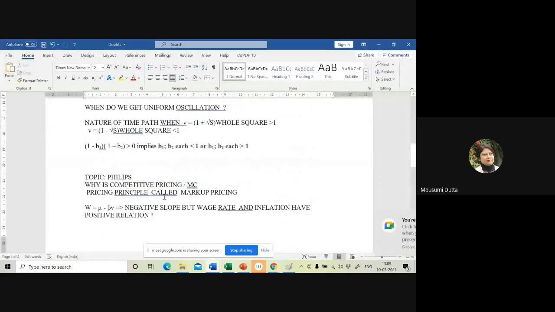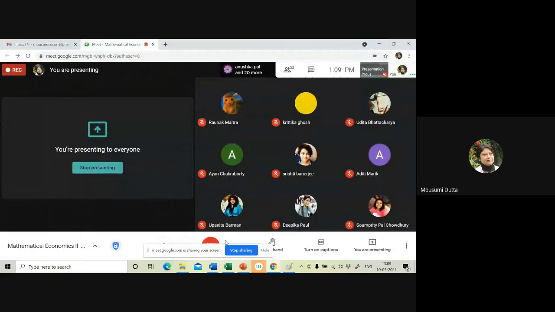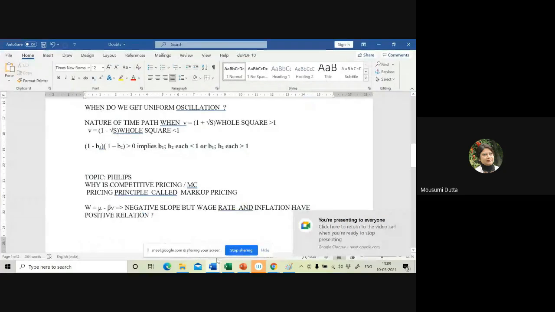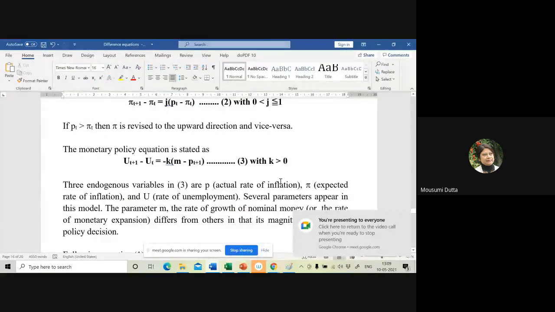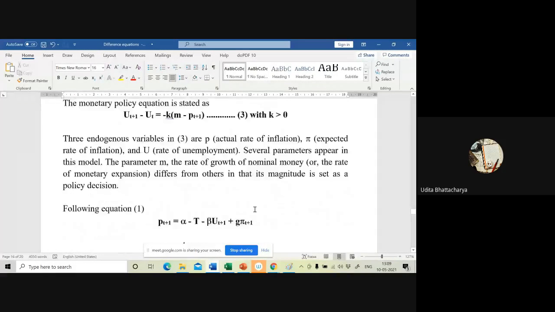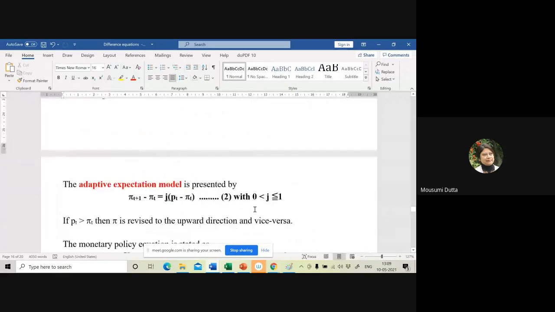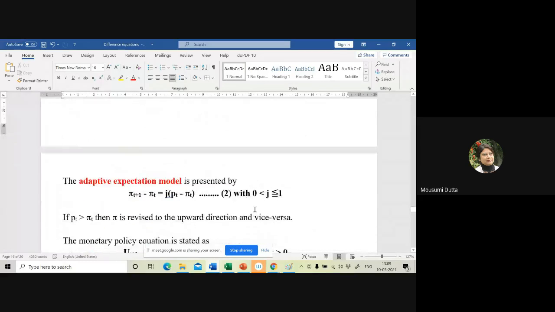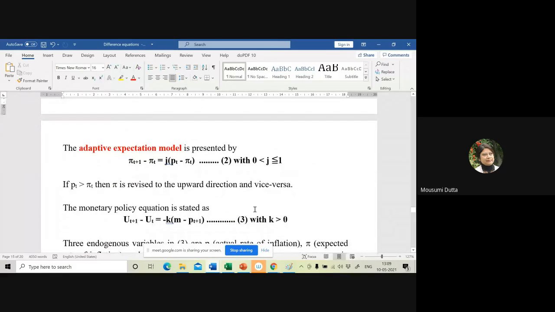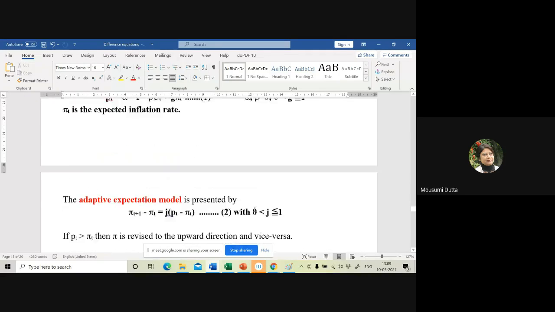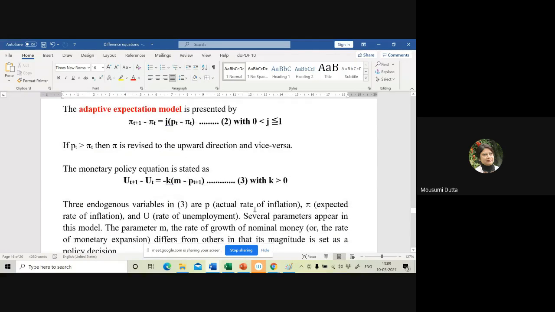Anything else from the Phillips curve? Ma'am, yes, there was a question I asked: what does adaptive expectation mean? Okay. So if you want to read more, you can Google the matter, or I can send you a note. For this model, we can stick to this concept.